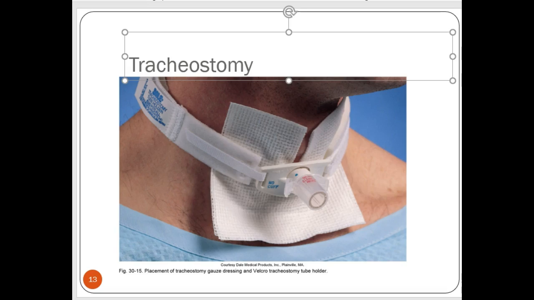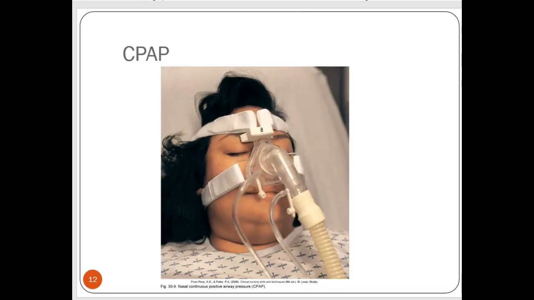Our nursing responsibility for the CPAP when patients are in the hospital is to make sure that it fits snug around the nose and the patient Velcro straps are in place. And of course, teaching.